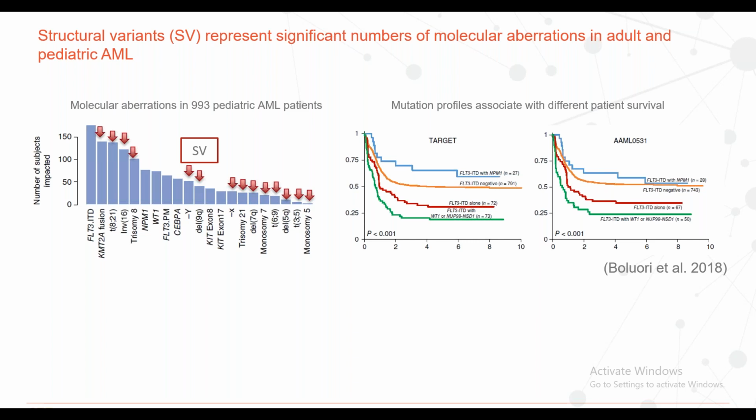As you can see from the frequency of the different types of molecular aberrations observed in the pediatric AML patients, there are many examples of structural variants. And on the right, you can see that the molecular aberrations related to structural variants explain the survival rate of the AML patients in the pediatric cohort. So there are certain structural variants that confer better outcomes for AML patients than others. The point to make is that structural variants play an important role in AML pathology.